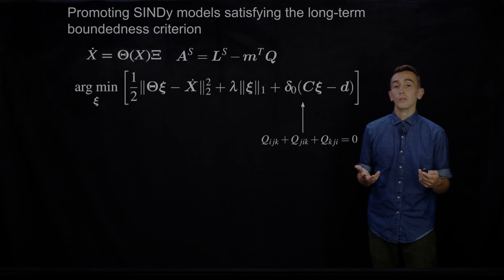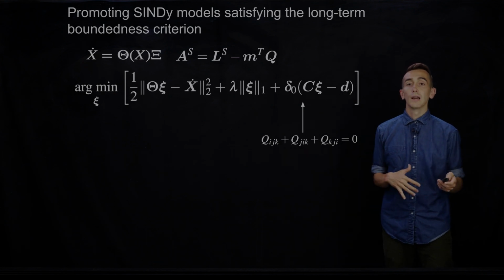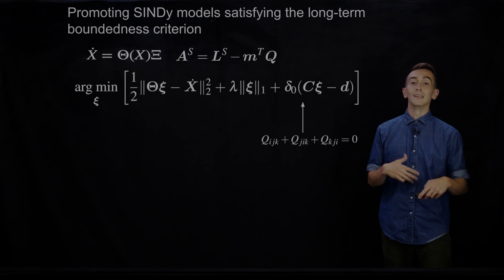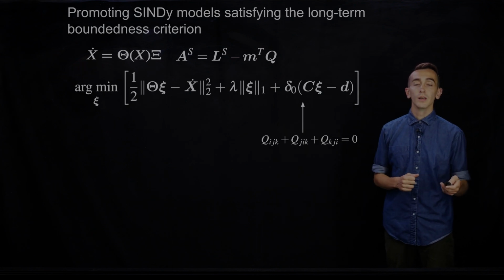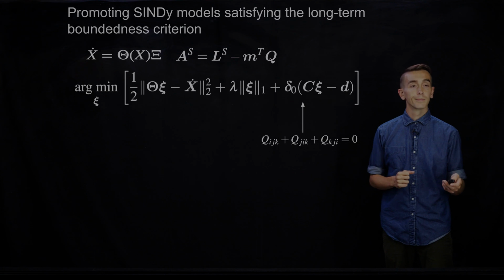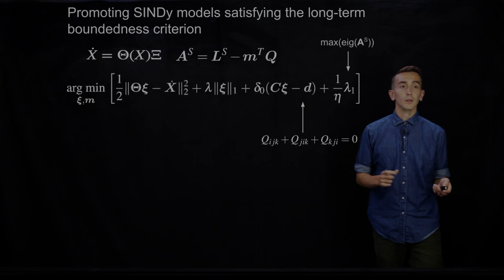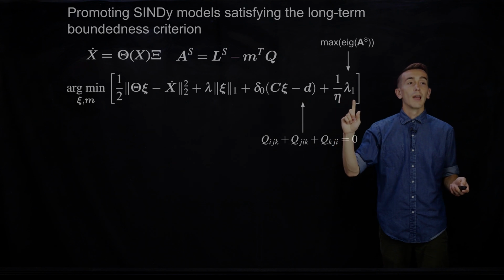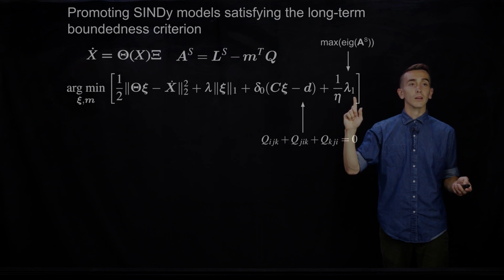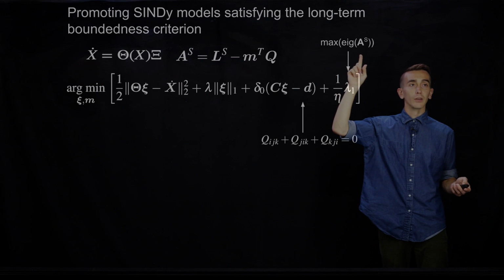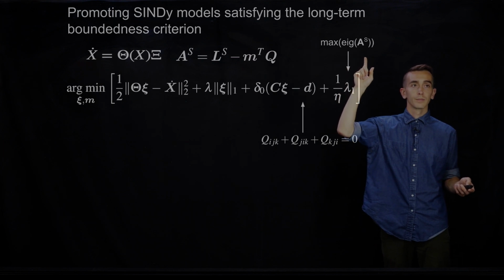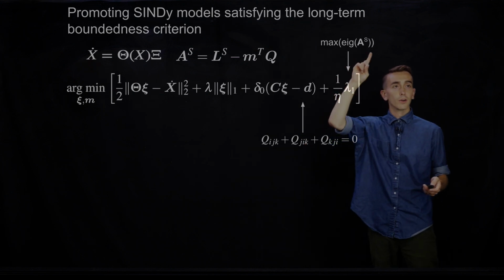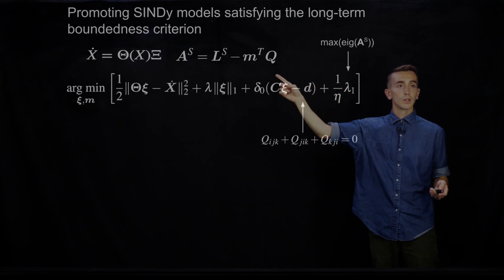We can build in this energy-preserving piece, but how do we actually push our model building procedure to give us a long-term bounded system via this theorem I just mentioned? What we do there is we still have this constrained piece, and we add one more term here. This lambda 1 here is the maximum eigenvalue of this matrix AS, and AS is a function of m through this equation.